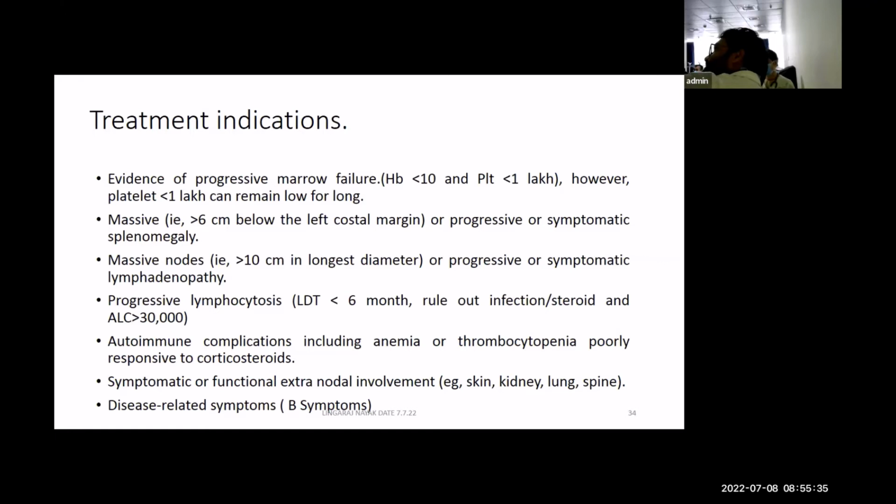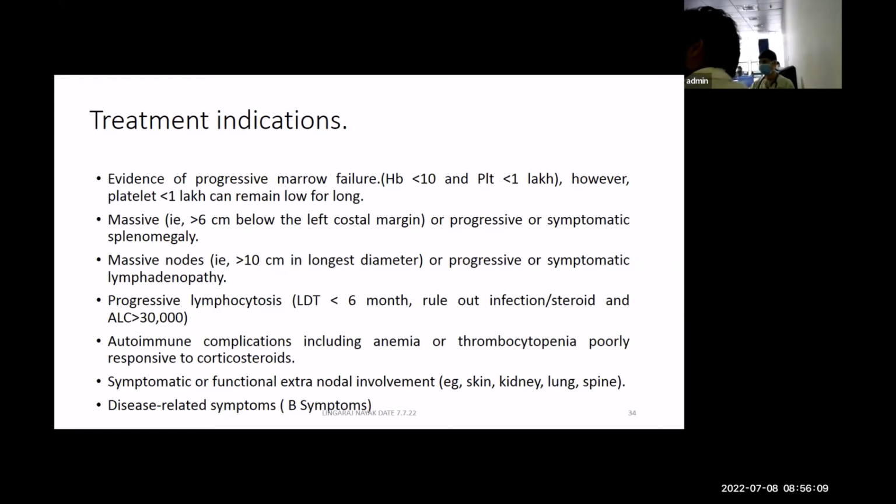Massive splenomegaly, 6 centimeter or more. Massive node, any node more than 10 centimeter in size, and progressive lymphocytosis, that is lymphocyte doubling time of less than 6 months. So you count the lymphocyte ALC counts in your CBC report, and you see whether they are multiplying or doubling every 6 months or not. And before that, you rule out other causes like infections or use of steroids, and also they should have a lymphocyte count of more than 30,000. That means it's not like somebody has a 10,000 lymphocyte count and now it is 20. So it does not satisfy this criteria. This should have at least a baseline ALC count of more than 30.